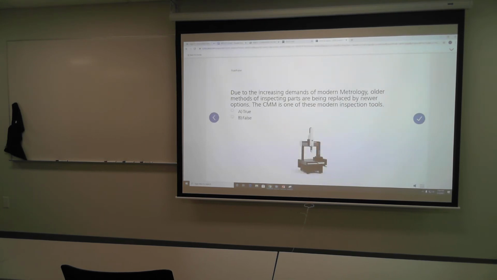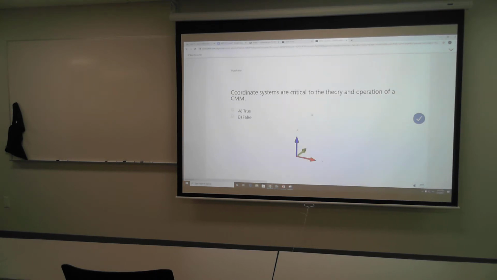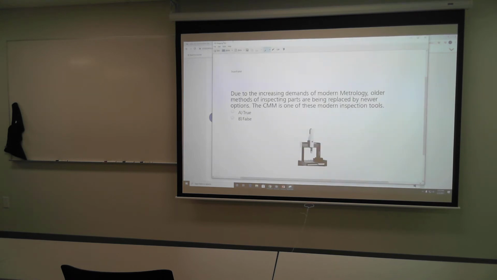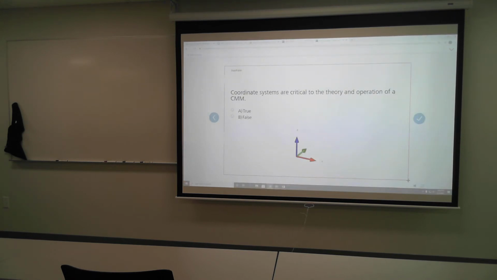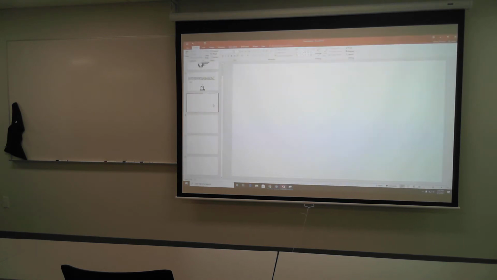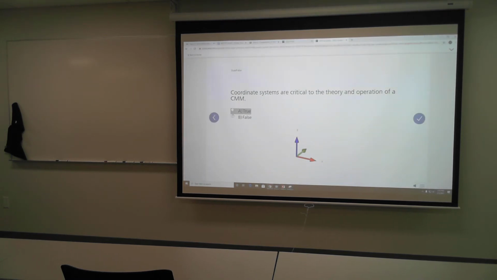All right, so due to the increasing demands of modern metrology, older methods of inspecting parts are being replaced by newer options. The CMM is one of these modern inspection tools. What do you think, true or false? True. These are all pretty easy for the most part. Coordinate systems are critical to the theory and operation of a CMM. What do you think? Well, got a wise guy over there? Obviously, that's true.